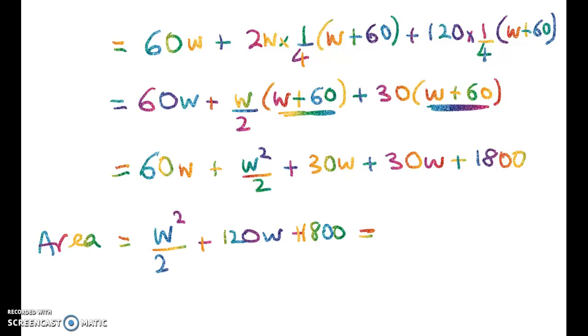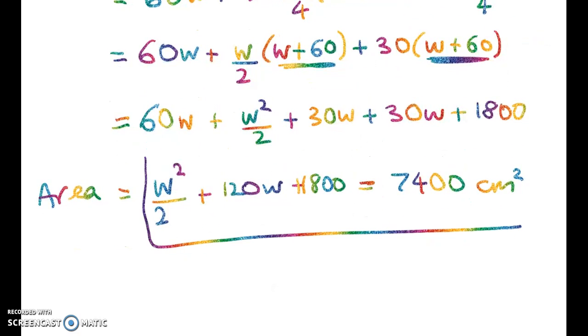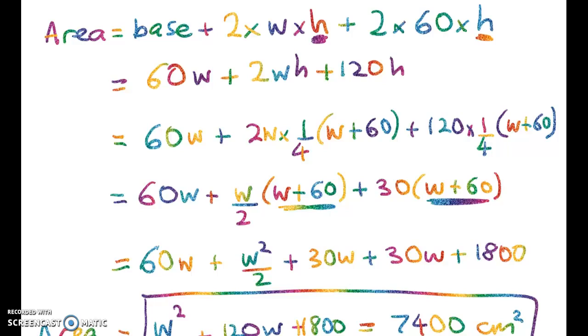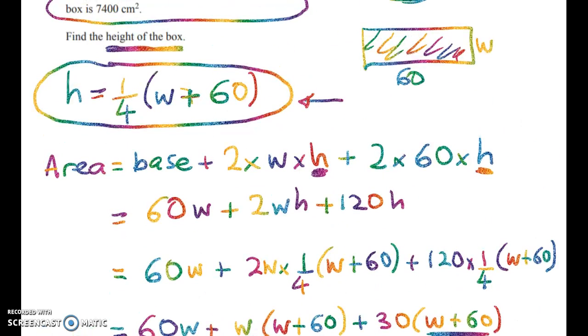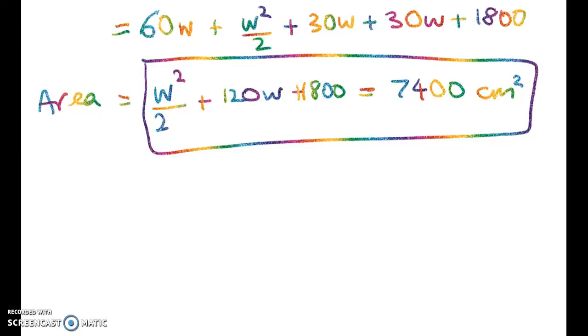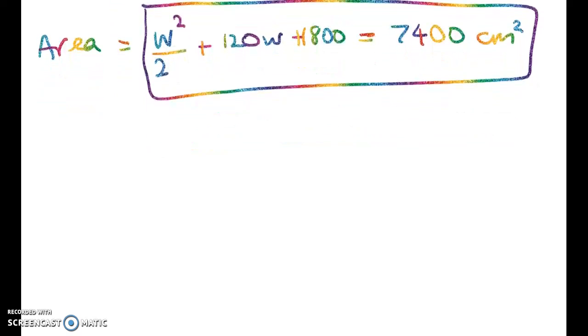And we know that that equals 7,400 centimeters squared. So the equation that we have to solve is this one, and that's going to give me the width of the box, and then coming back up here we need to end up with the height. So we'll take my w answer and substitute it into here. And while we're at it, we might as well check that we've got the right answer.